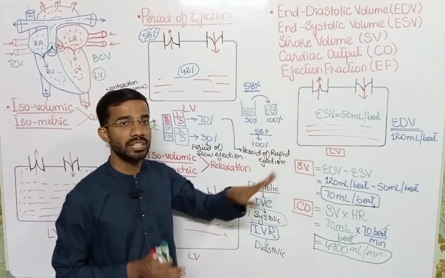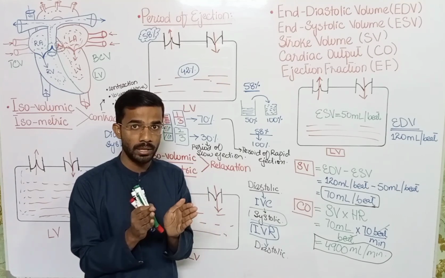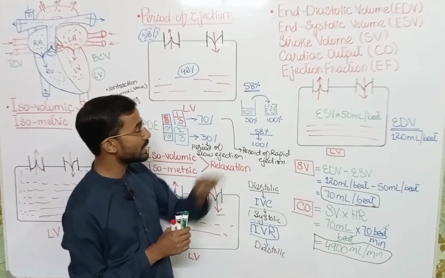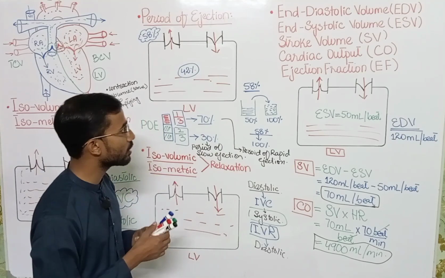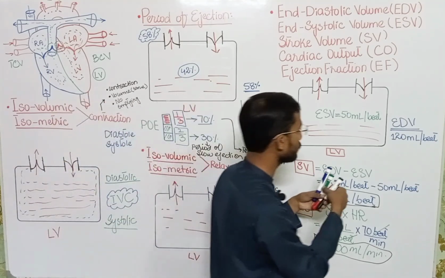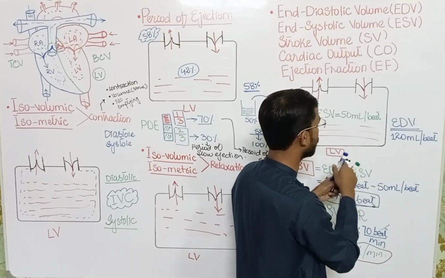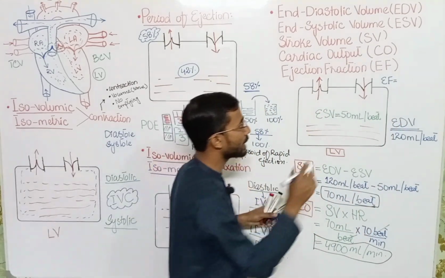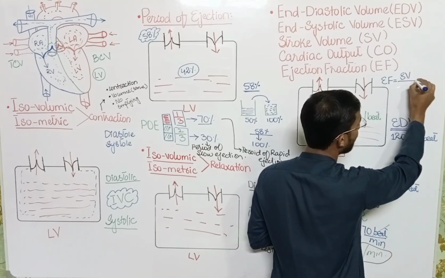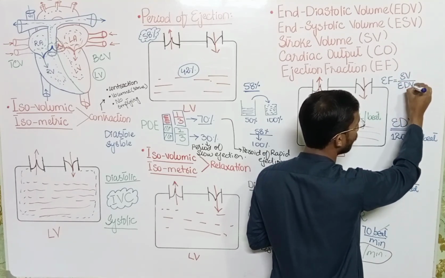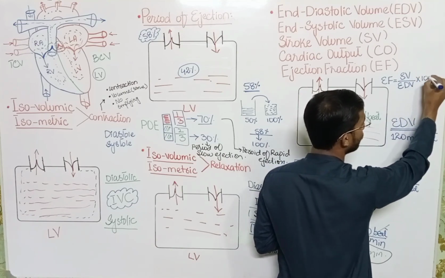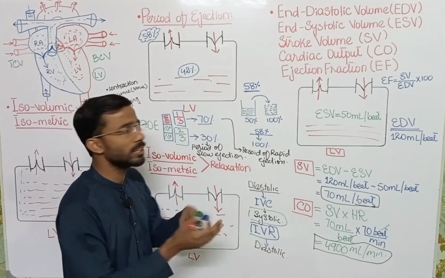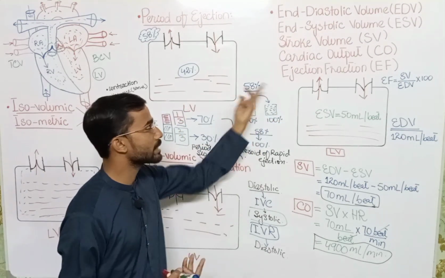Next, ejection fraction is how much percentage of the blood is ejecting through the semilunar valve. That is called the ejection fraction. I can also calculate it by dividing the stroke volume by the end diastolic volume and multiplying by 100, if I want to calculate the percentage of the blood that is ejecting from the left ventricle.